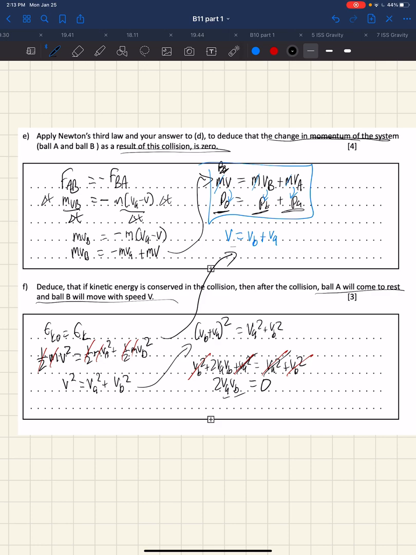We know that v_A or v_B must be 0. So if v_B is moving, if v_B is not 0, then v_A must be 0.